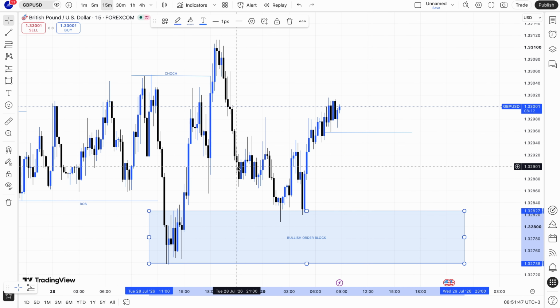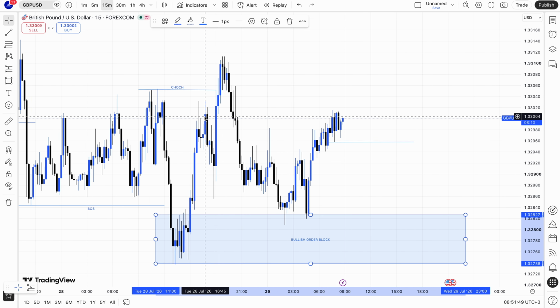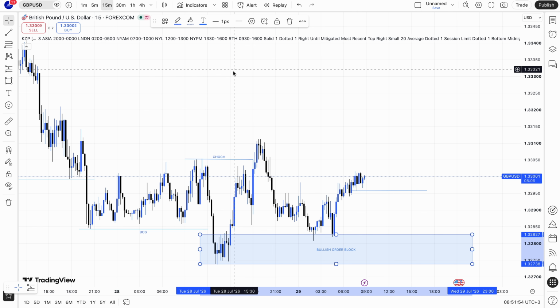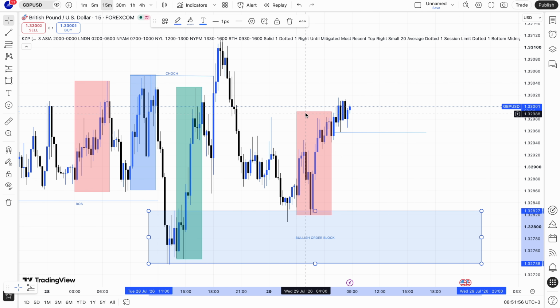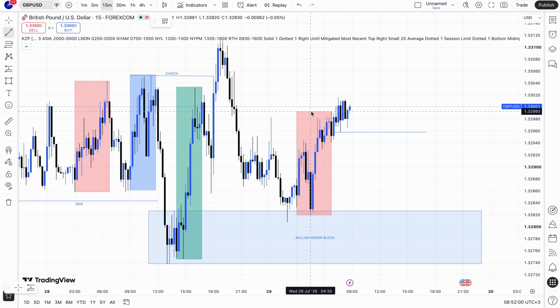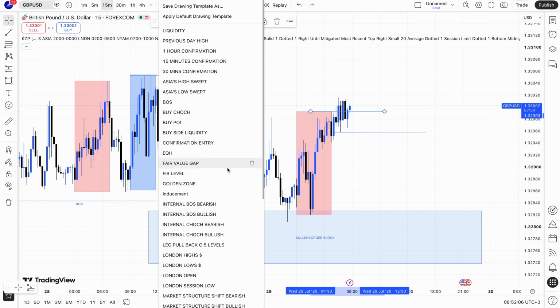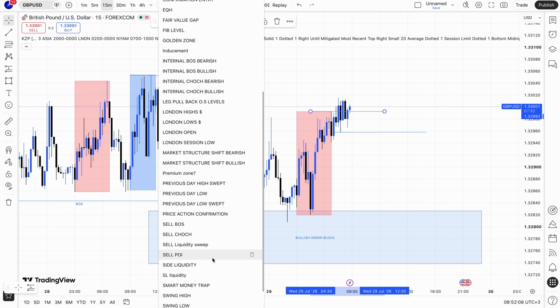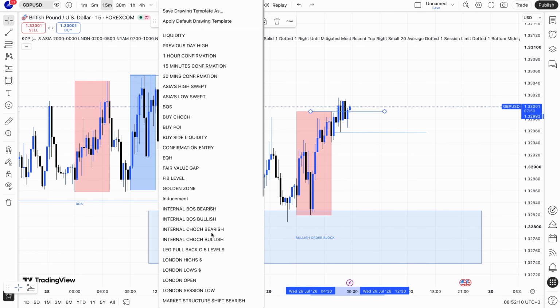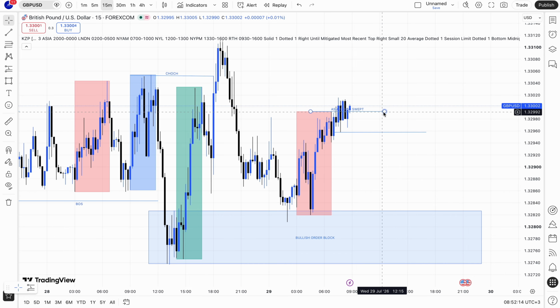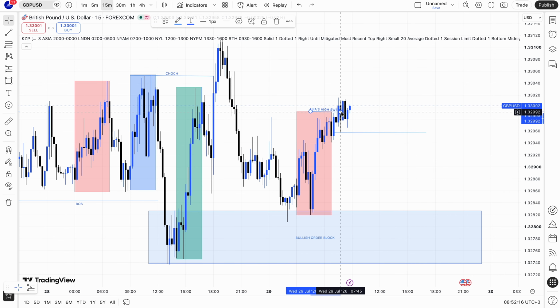The most important thing here is that we are now focusing on our liquidity, Asian liquidity. So what are we going to do? We're going to mark out our Asian open, which is here, Asian high. We got our Asian high sweep. It was swept, you can see it here.